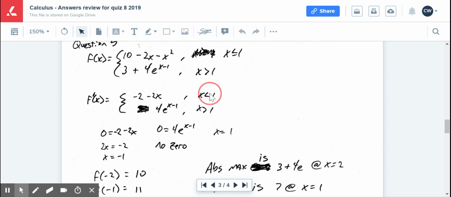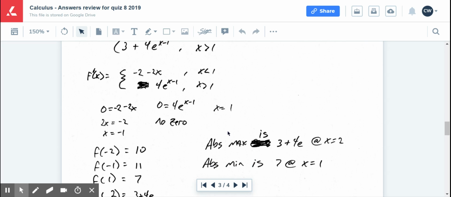I have to check where this piecewise jumps from function to function. So I need to plug 1 in here and see if I'm undefined, because if I'm undefined, that can also give me a critical point. So if I plug 1 in here, that's -2 minus 2, which is -4. If I plug 1 in here, 1 minus 1 is 0. E to the 0 power is 1. So that gives me a +4. So I got a -4 up there, +4 up there. So that means my derivative is undefined at 1.